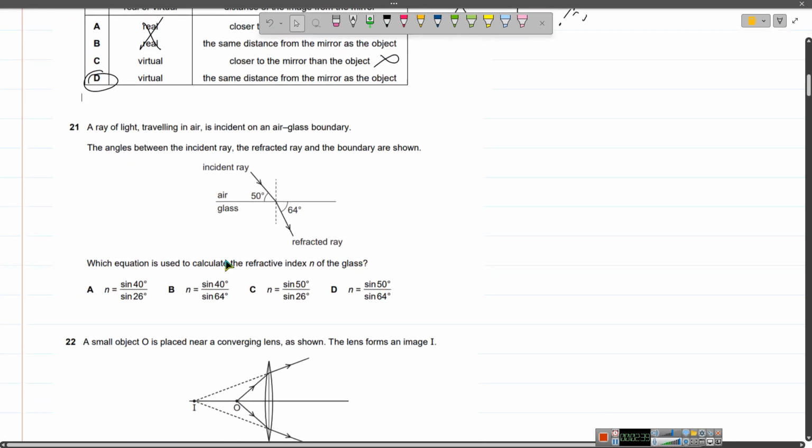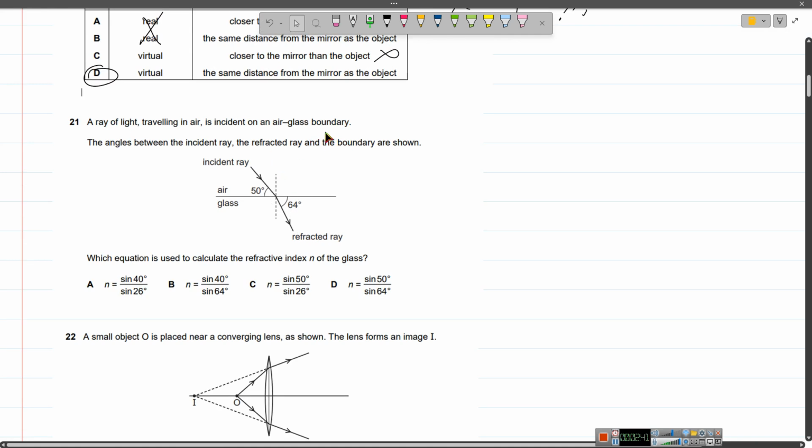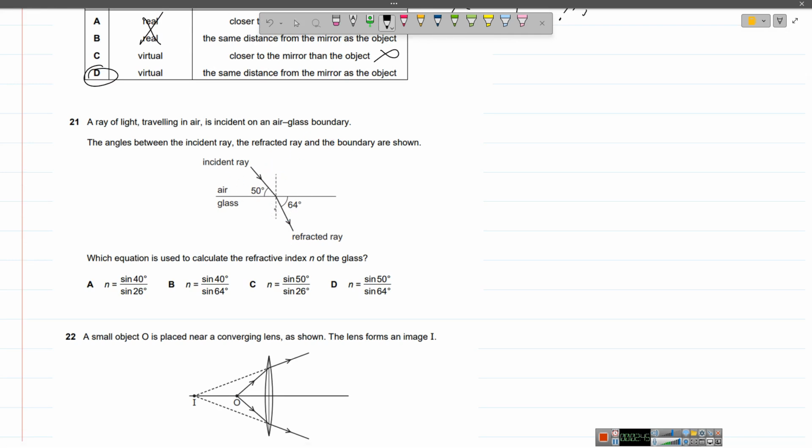A ray of light traveling in the air is incident on a glass-air boundary, right? It's coming from air into the glass. You can see the refractive angle over here. Now keep in mind over here, the angle is supposed to be smaller, right? This is not the correct angle. This is going to be 90 minus 64, and I think that is 26, right?